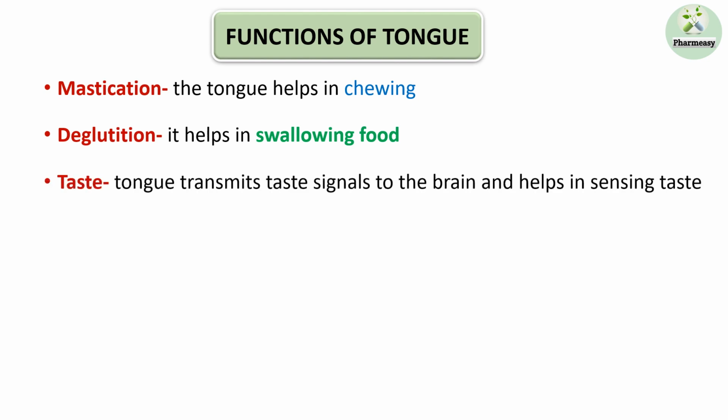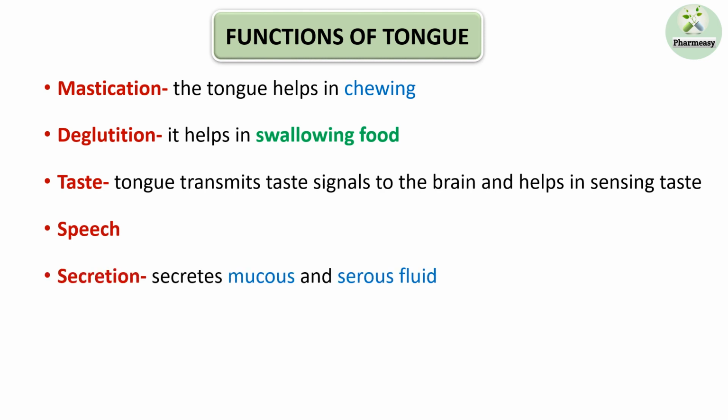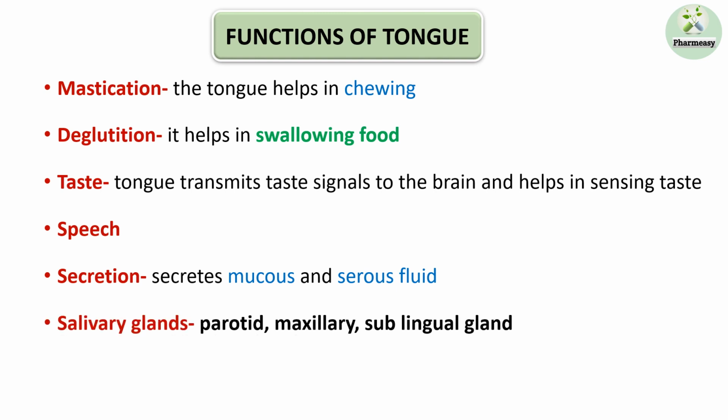Tongue provides taste of food as it transmits the taste signals to the brain and helps in sensing taste. It helps in speech. Mucus and serous fluid is secreted out from the tongue. And parotid, maxillary, and sublingual glands are salivary glands present in the tongue. These glands have different functions in the breakdown of food. Now, our last topic is disorders of the tongue.